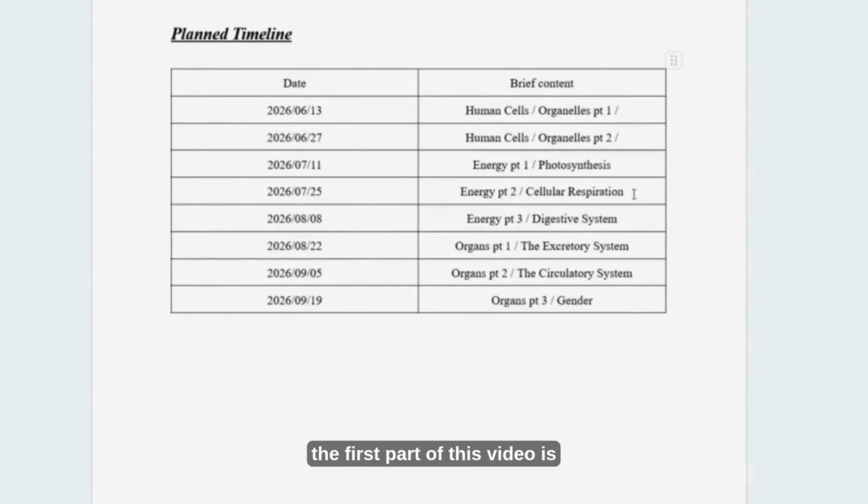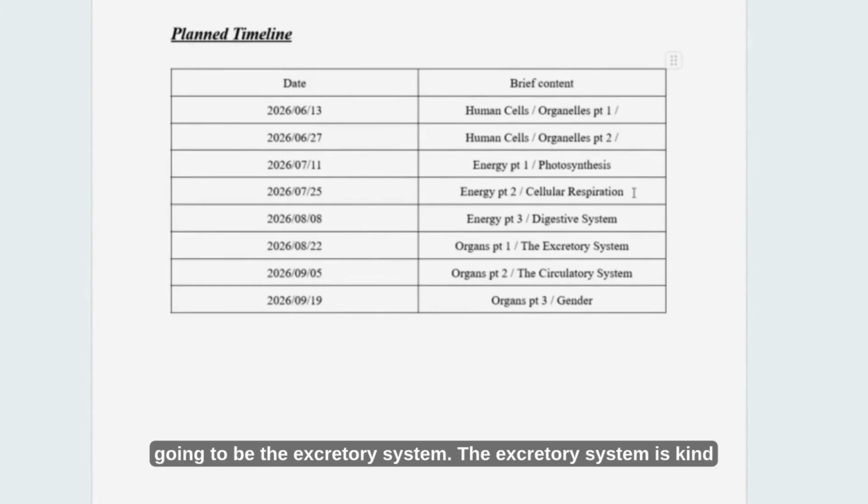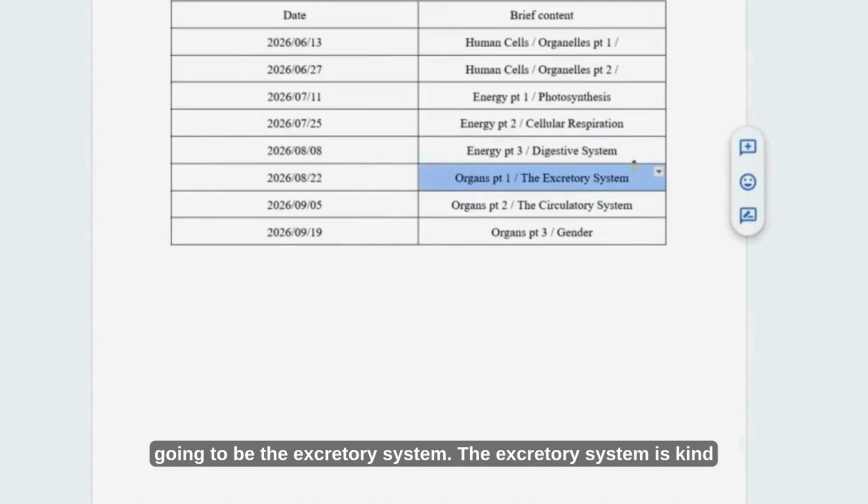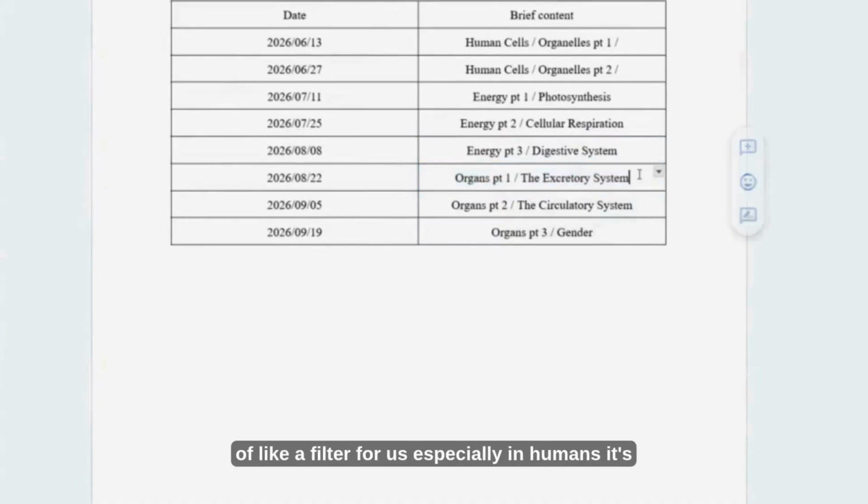So the first part of this video is going to be the excretory system. The excretory system is kind of like a filter for us, especially in humans. It's needed for filtering waste and dangerous things that might exist in our body. For example, the kidney and liver are parts of the excretory system.